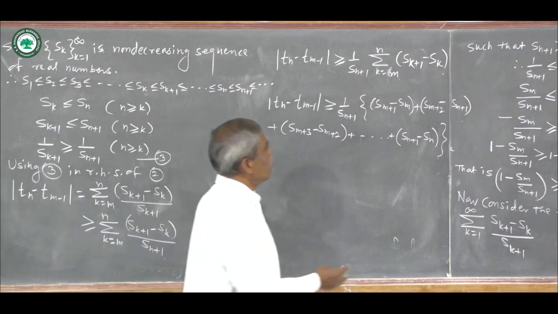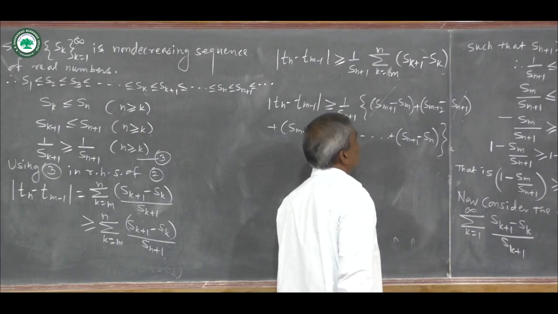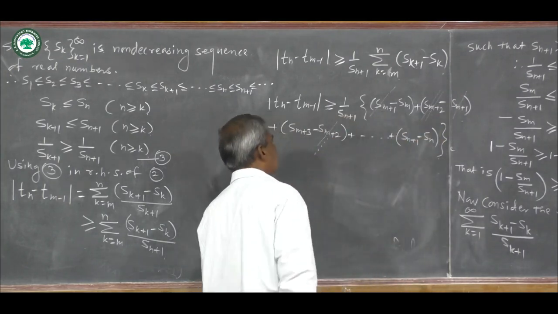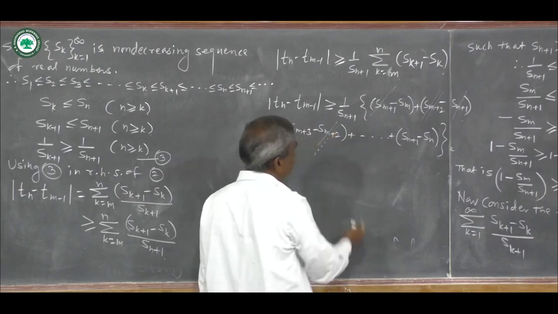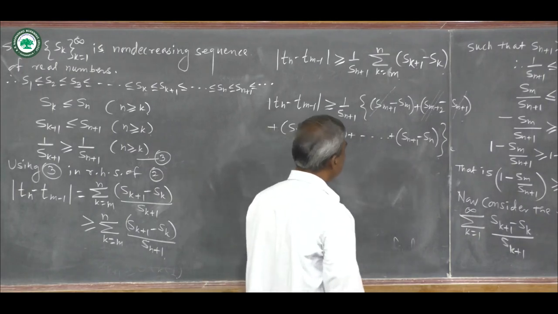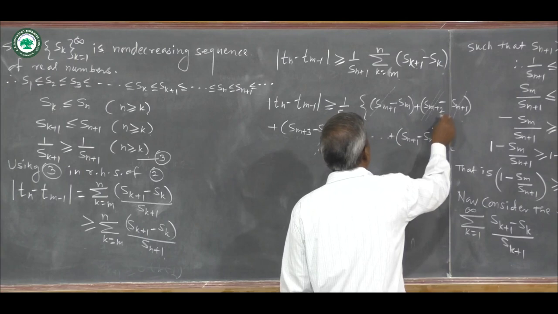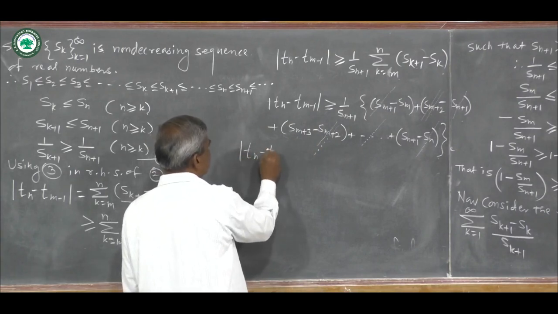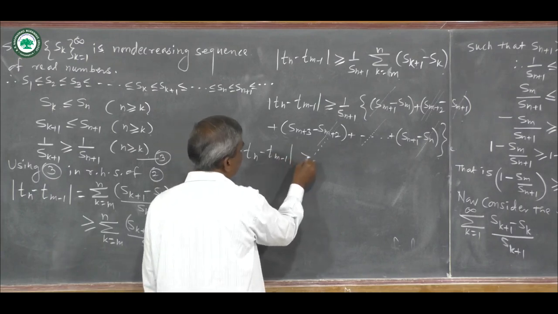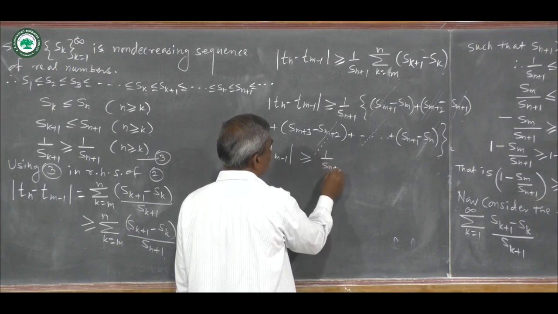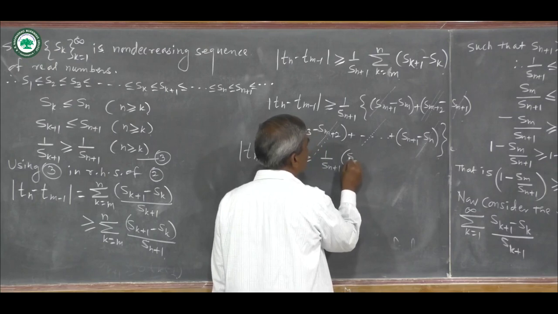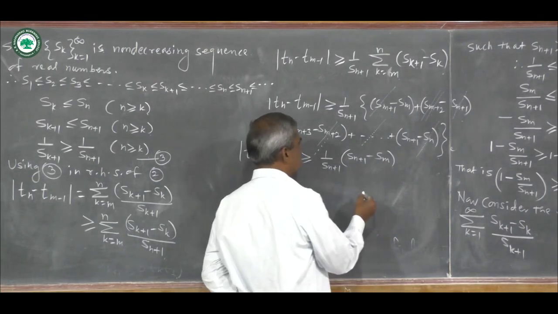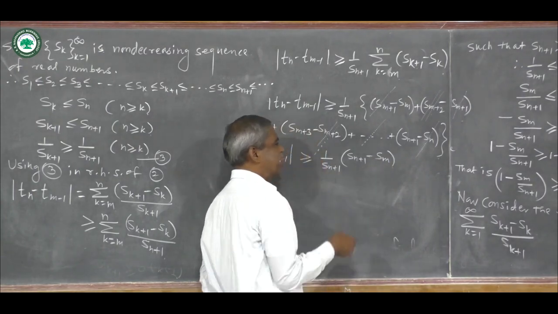S suffix m plus 1, this term will cancel with minus S suffix m plus 1. S suffix m plus 2 will cancel with minus S suffix m plus 2. S suffix m plus 3 cancels with minus S suffix m plus 3. Means minus Sn cancels with plus Sn. Modulus of Tn minus Tm minus 1 is greater than or equal to 1 upon Sn plus 1 into bracket S suffix n plus 1 minus Sm.